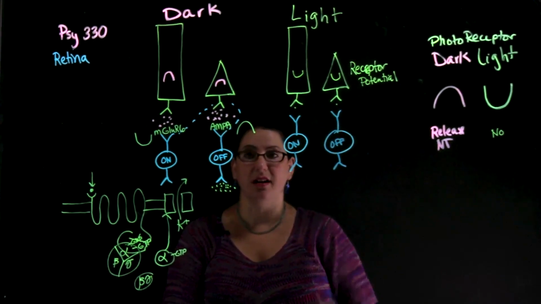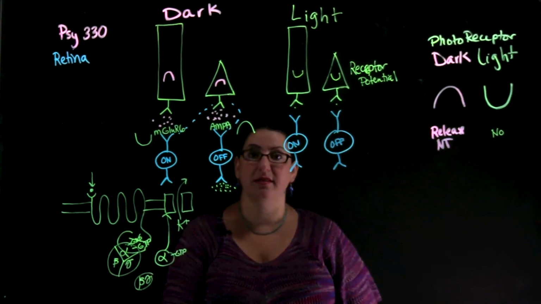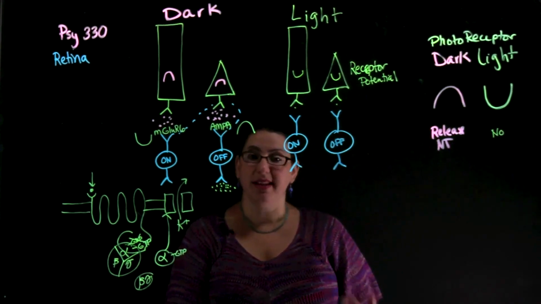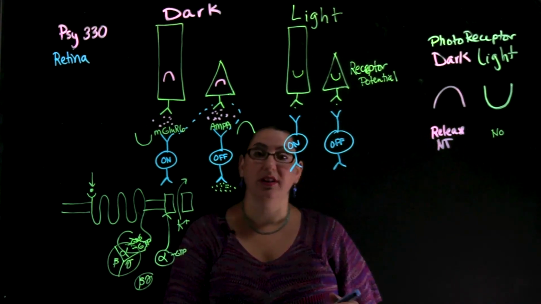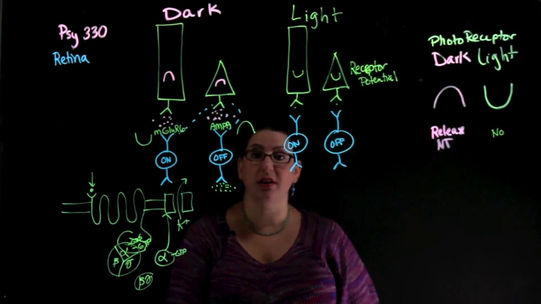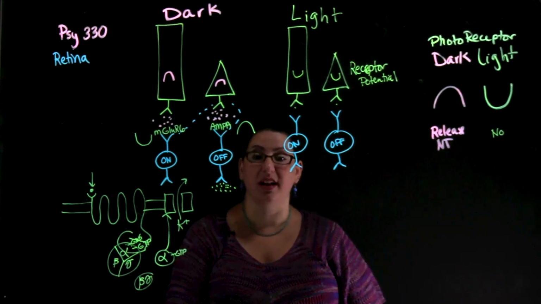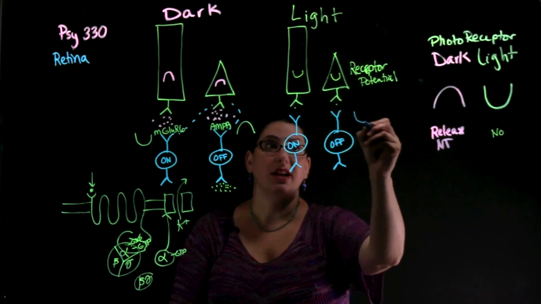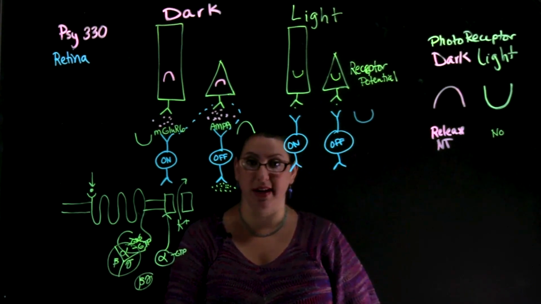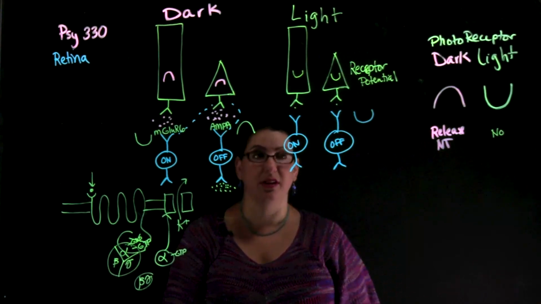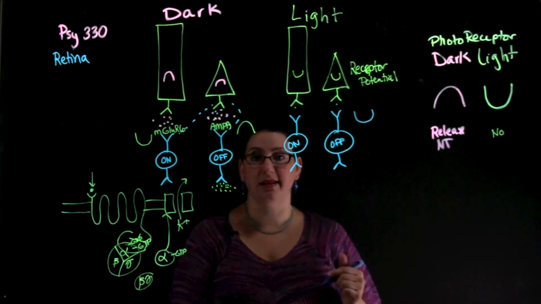Remember that in the dark, the bipolar cell that was the off bipolar cell was being depolarized because AMPA receptors were open. Now, the AMPA receptors are going to close their cation channel, which means that the off bipolar cell no longer has positive ions entering. It's going to be in a relatively hyperpolarized state. Again, it's called the off bipolar cell because it's off, hyperpolarized, in the light.